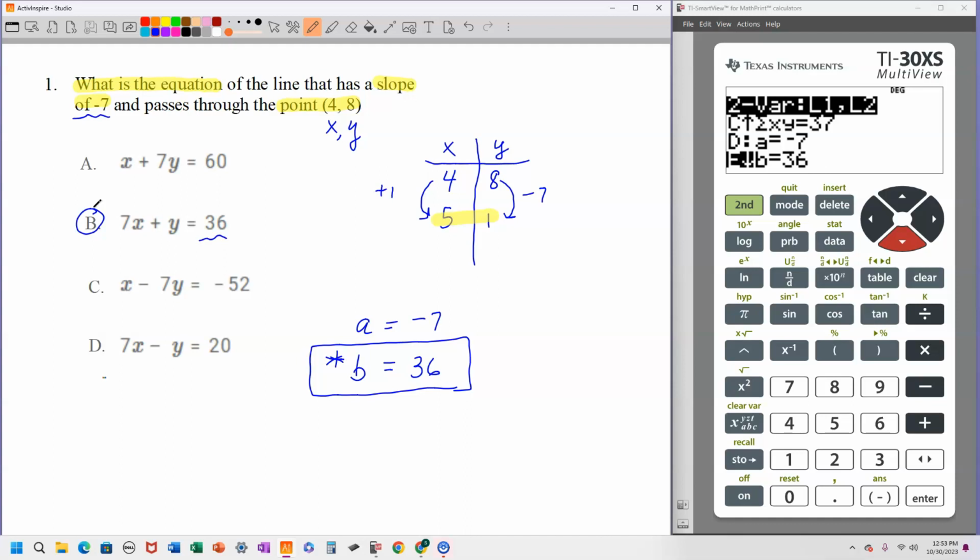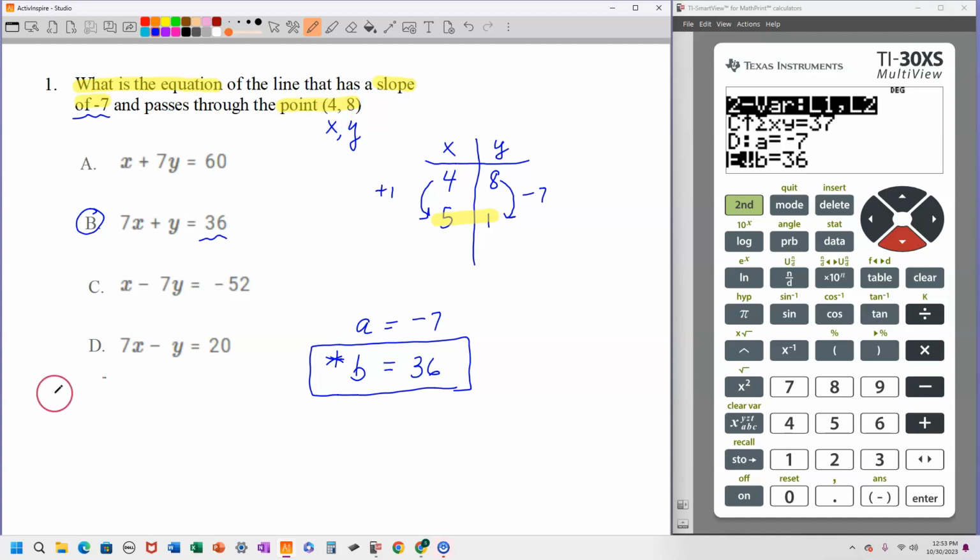And you can move on. No other equation contains a 36. That's how you deal with a problem when it says, what is the equation of a line? Important to read that. It says, what is the equation? And they give you the slope and a point, or they might give you 2 points. And you move on to the next question.